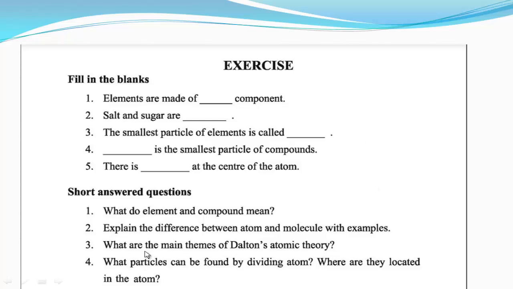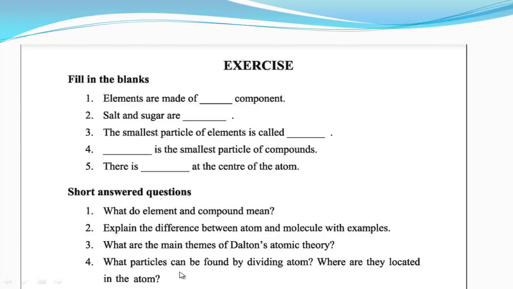You give an example. Explain the difference between atom and molecule with examples. You also know the answer. What are the main themes of Dalton's atomic theory? That means you have to write here the points of Dalton's atomic theory. What particles can be found by dividing an atom? By dividing an atom, we can find three particles. They are electron, proton and neutron.